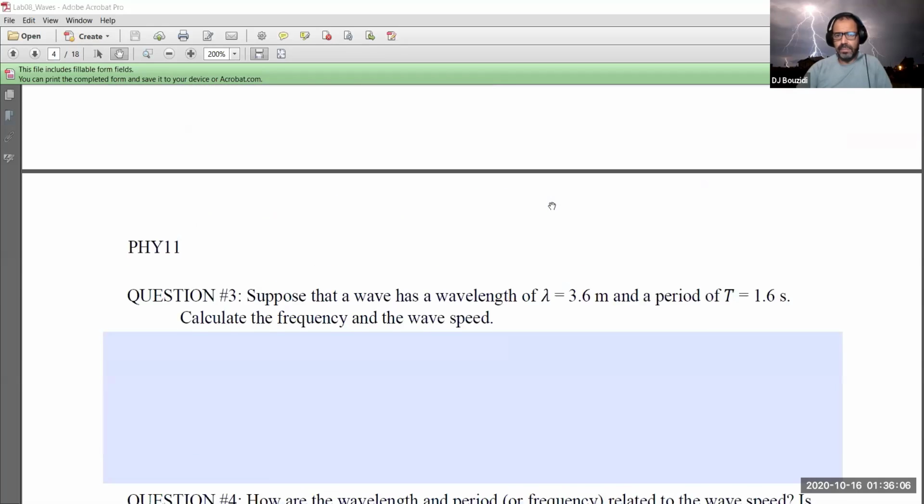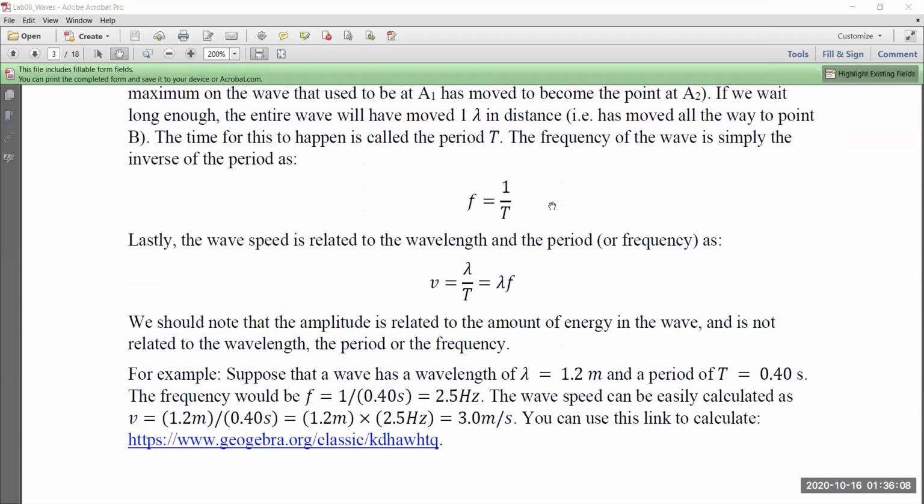What do you guys think? It wouldn't be related to the wavelength, because you don't need amplitude to find that out. I mean, you could. So is it related or is it not related? I would say no. So then, what would be related? What would amplitude be related to then? It's not related to any of these things.